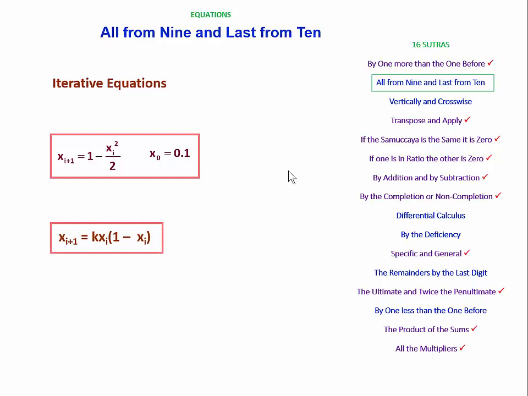In fact, there's a special equation that includes this, 1 minus x. This is called the logistic equation, and it's very important in population studies.